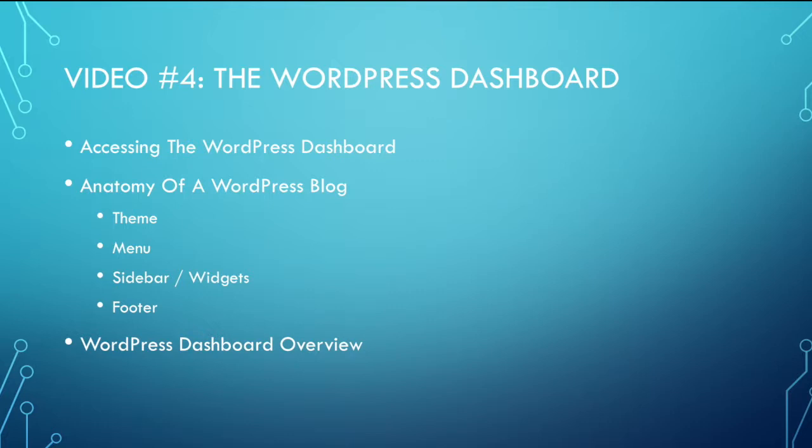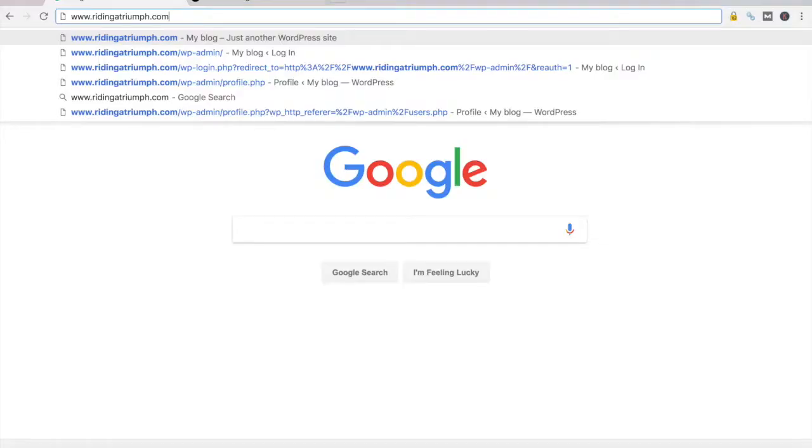We'll talk a little bit about the anatomy of a WordPress blog. It will help you understand what the different sections are within a WordPress blog, because each of those sections are things that you can configure independently within the WordPress dashboard. And then finally, we'll start walking through the different items available to you within the WordPress dashboard and what you can start configuring.